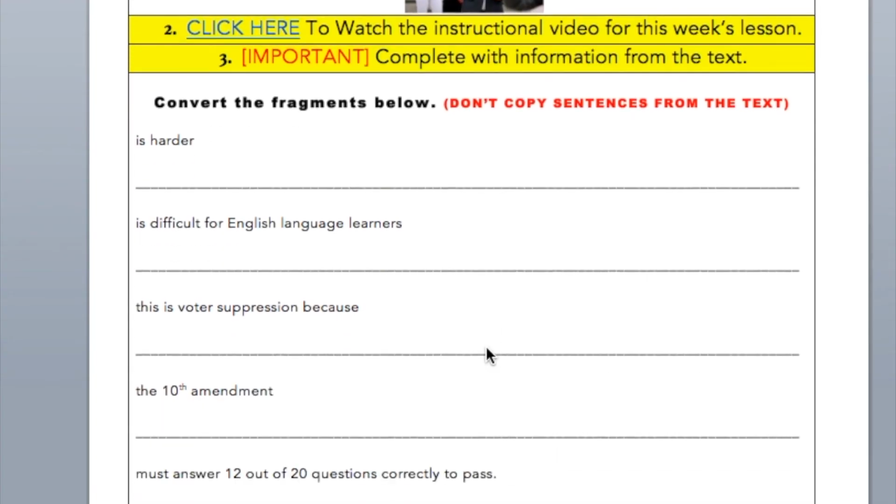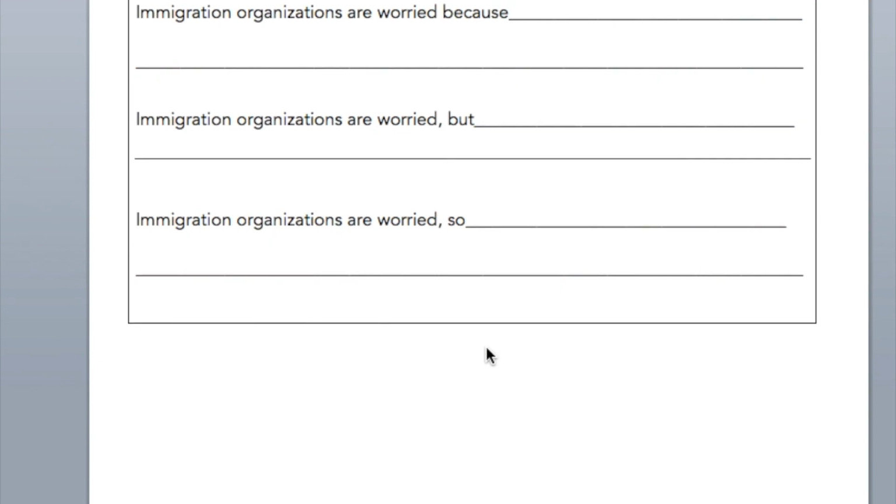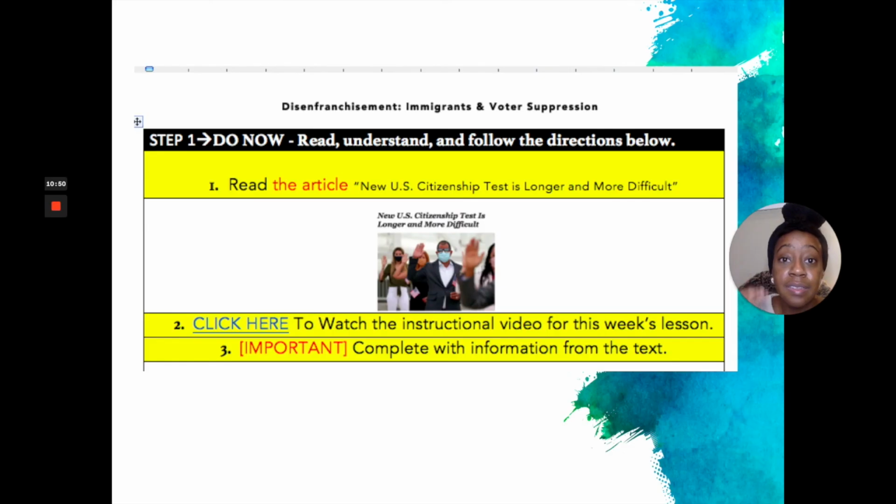You're going to read this article, and you're going to complete this handout, and you need to use the text to complete the handout.